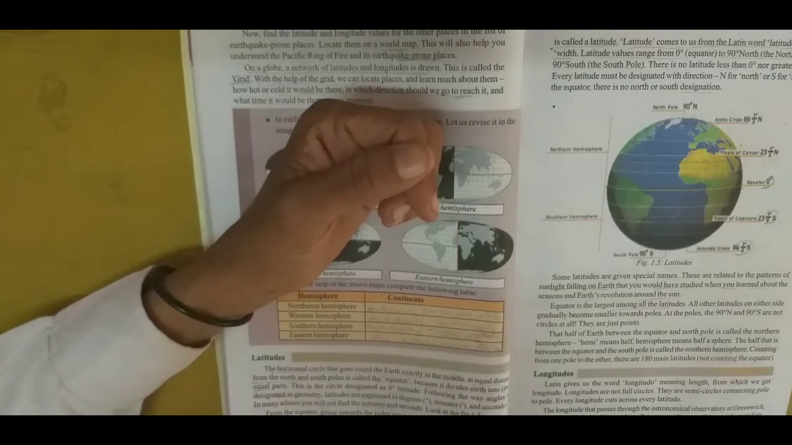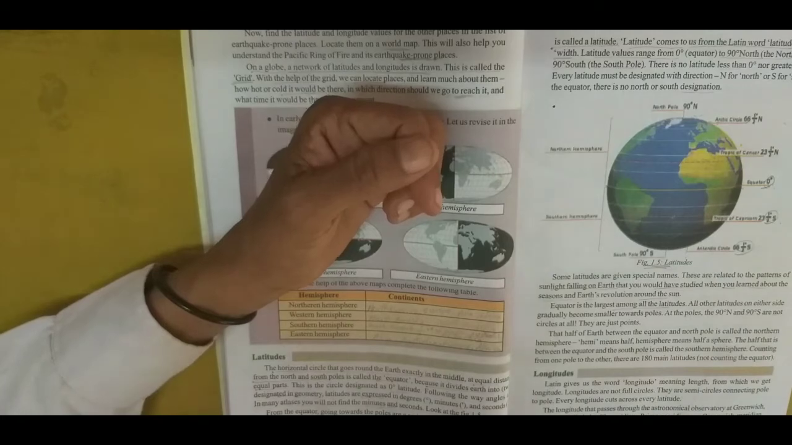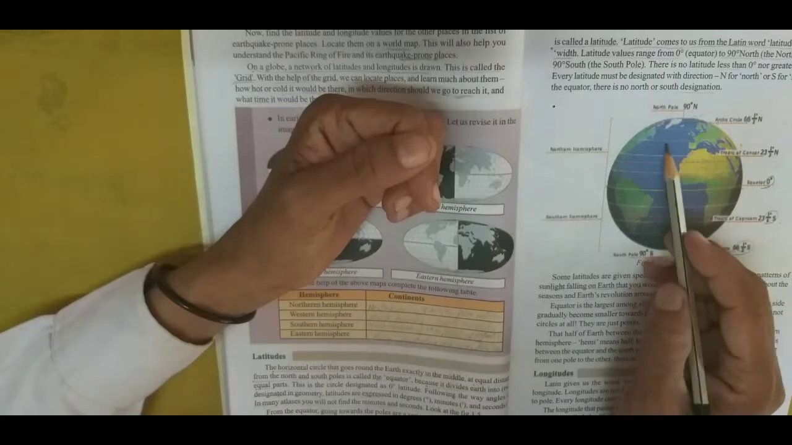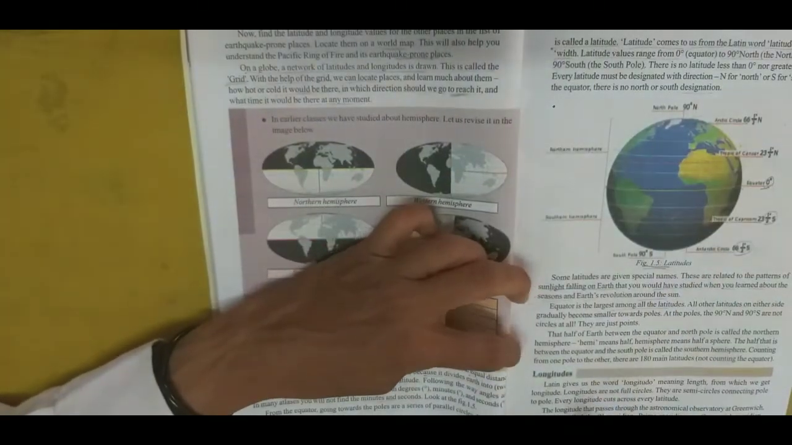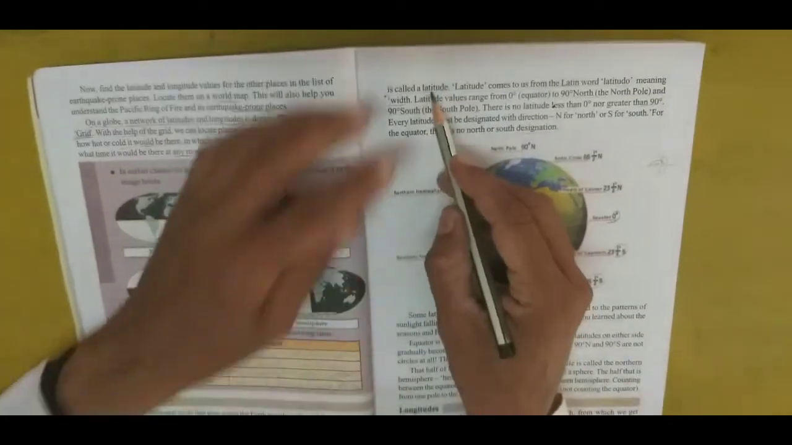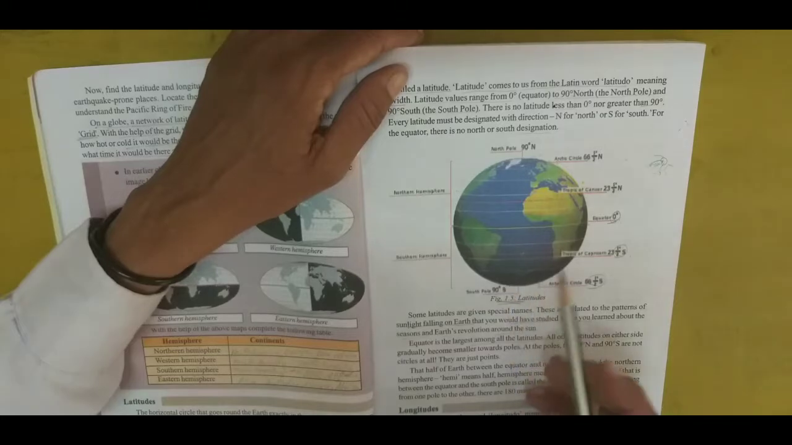Look at figure 1.5. From the equator going toward the poles there are a series of parallel circles. There are many circles. Each circle is called a latitude. See, there are many latitudes here.